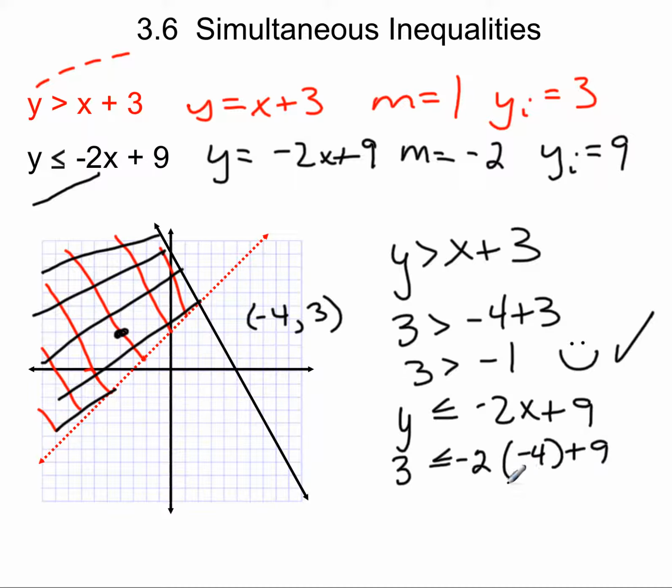Negative 2 times negative 4 is 8, plus 9. 8 plus 9 is 17. Is 3 less than or equal to 17? And it is. So I'm pretty sure I got the solution set right. And the only way to show your solution set is by shading, and that's clearly the correct answer there.